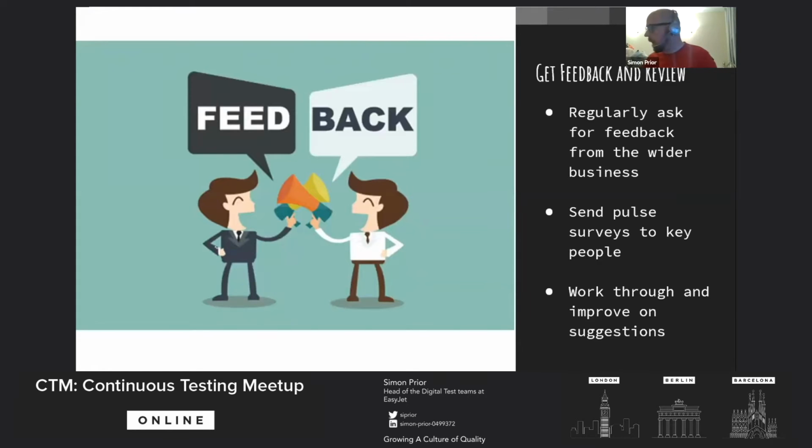But the key thing with that really is to get the feedback. So regularly ask for feedback from the business, send out surveys, talk to people, grab people for coffee and say, that thing we rolled out last week, how did it land? Were you happy with what we did? Do you see the value in what we're doing? And not being afraid to ask those questions.